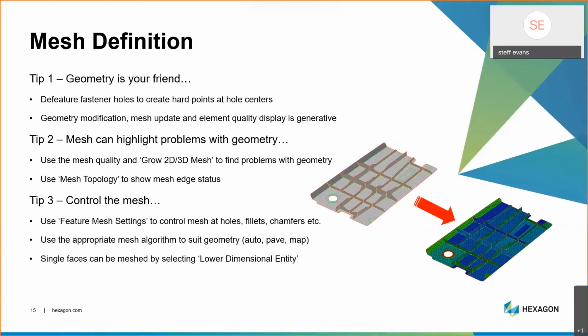Bear in mind that you can use multiple meshing algorithms. So talking specifically about 2D shell meshing, we've got the auto, the pave and the map meshing algorithms. And bear in mind we can mesh single faces rather than the whole surface by using the lower dimensional entity selection filters.